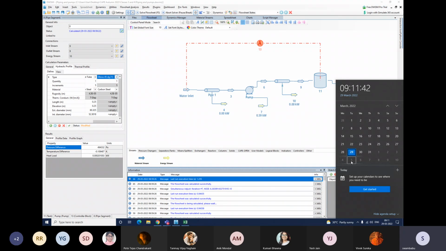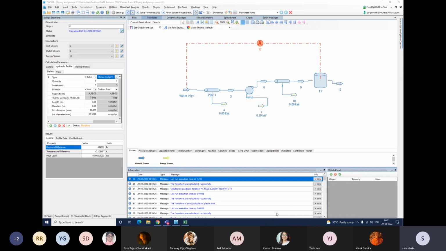Before that, I wanted to show, so next week I have the fourth and fifth sessions. I wanted to show you Aspen. Whatever we have done, like pressure changes, separators, mixer splitters, exchangers, reactors, all the things, whatever we have done in this DWSIM, the same thing can be done in Aspen.